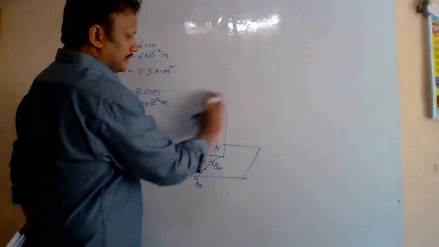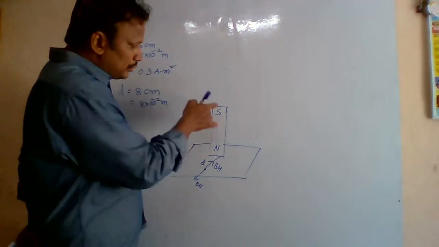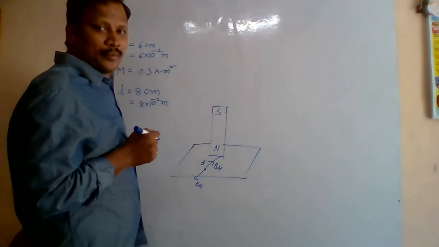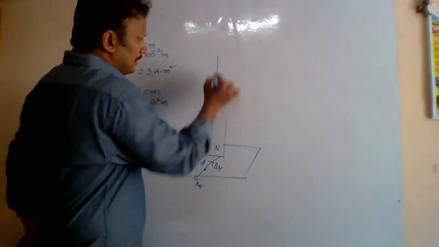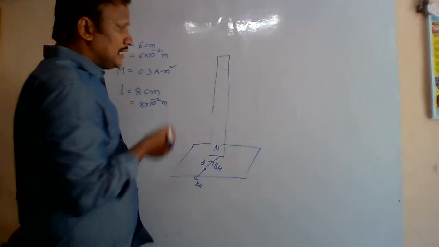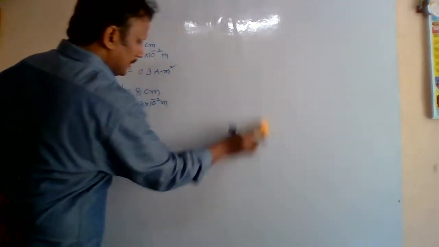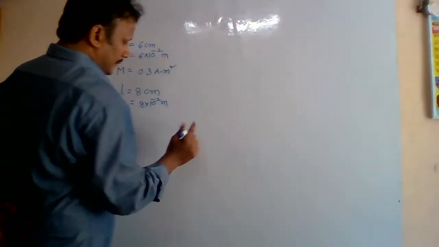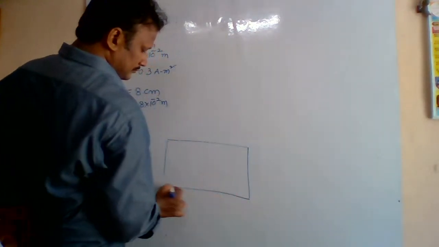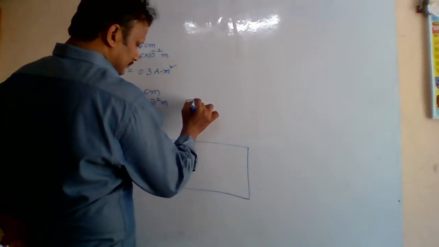Suppose you take a short bar magnet. Due to this south pole, at that point we get some field. That field also you have to consider, especially in case of a short bar magnet. In case of a long bar magnet, no need, because the distance is more, so the magnetic field is very, very negligible. In a short bar magnet, the field due to the north and south poles is considered at that point. You see here, this is the table, a horizontal table. Here I am taking a short bar magnet.